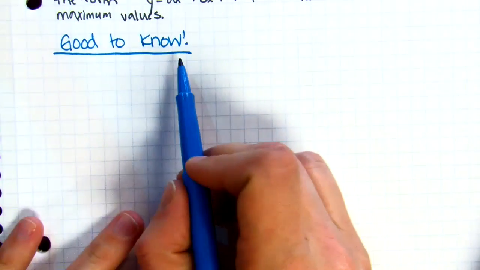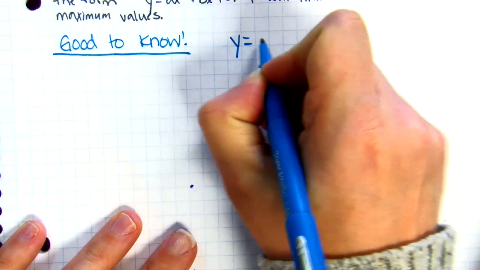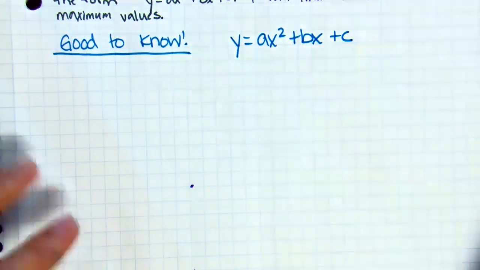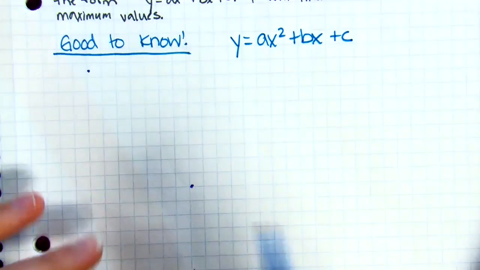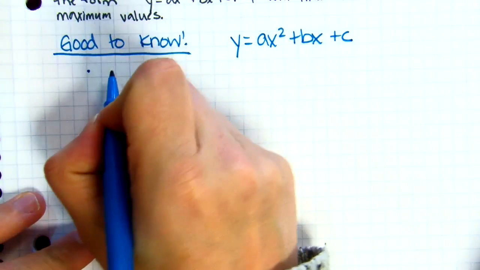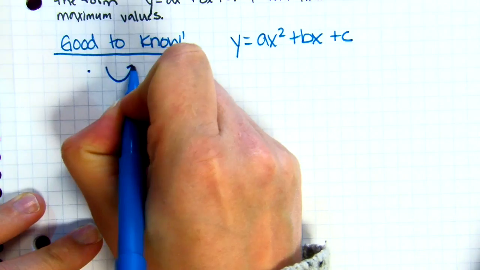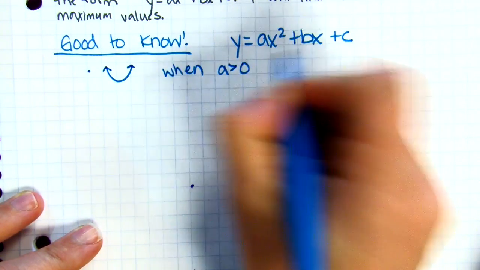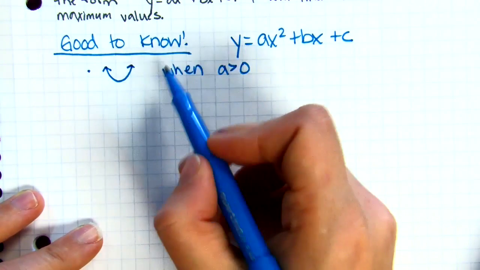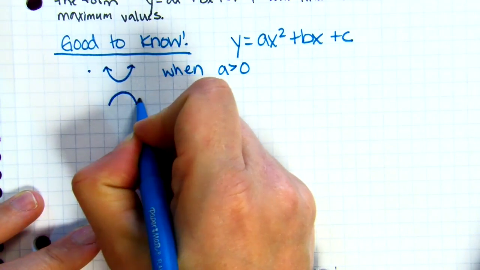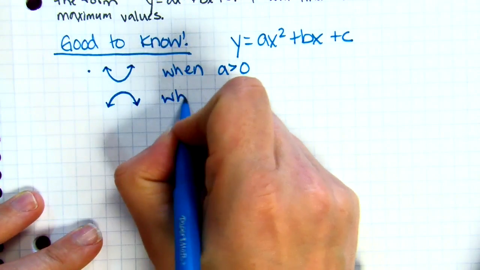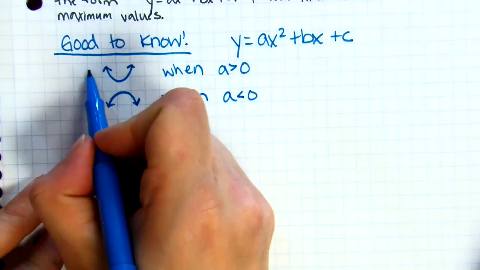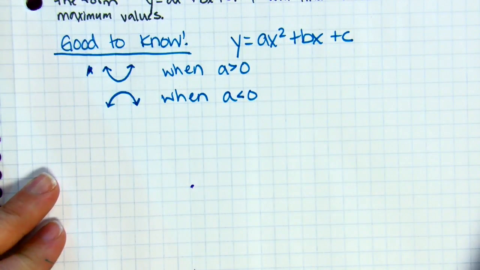Okay, so we're just going to start off with some things that are good to know when we have y equals ax squared plus bx plus c. So the first thing is which direction our graph is going to open. Our graph is going to open up when a is greater than 0. So if this is positive, we're going to open up. It's going to open down when a is negative, or when a is less than 0. So that's our first important thing to know.